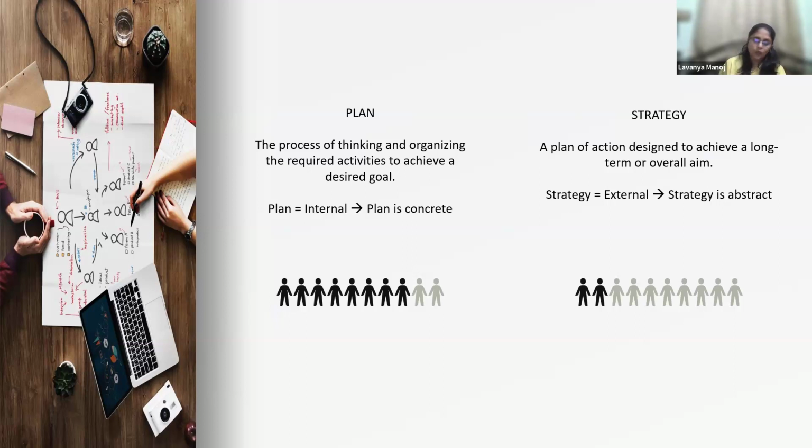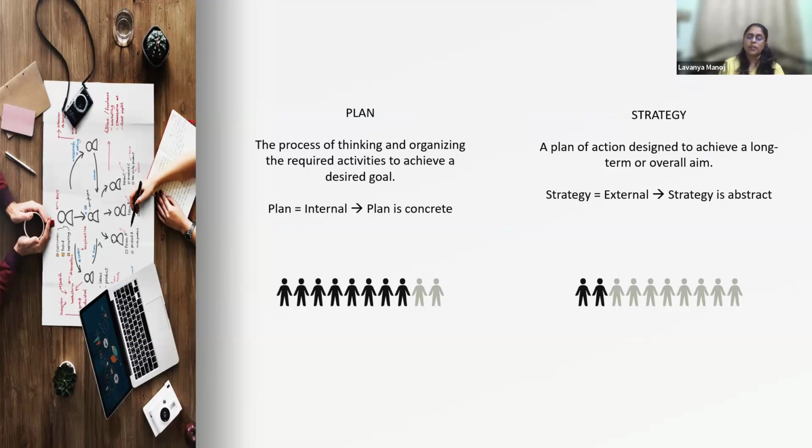You are not yet acting, you're organizing the required activities to achieve a desired goal. You want to achieve a desired goal, whether it's personal or organizational, and you're thinking about how to achieve it. So that's planning. It's a thinking process, so it is internal. Only when it is executed as a strategy does it become external. Till then, it's internal.